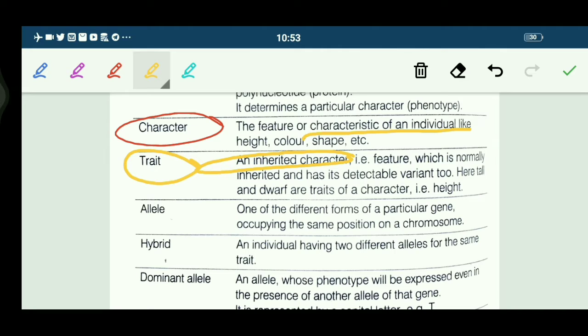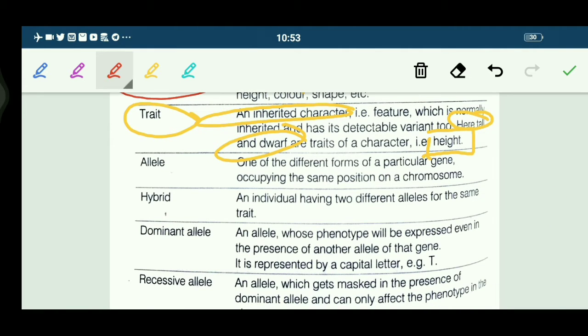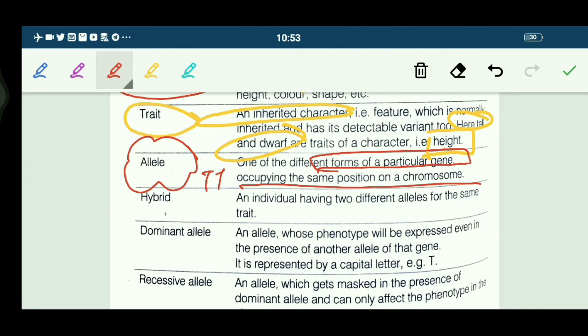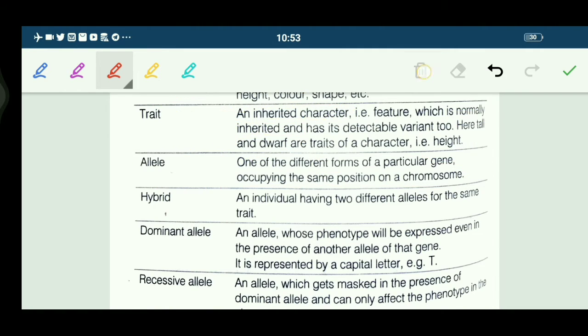So, children, yesterday we had discussed the inheritance of traits for one contrasting trait, that is monohybrid cross, in which Mendel has taken two plants. One is tall, one is dwarf. So, height is character. And tall and dwarf are its traits. Yesterday we had also discussed the allele, beta. What is allele? One of the different forms of a particular gene. It is a form of gene occupying the same position on a chromosome, like capital T is allele, small t is allele. Fine, children.